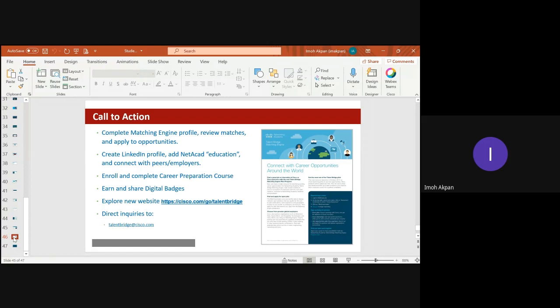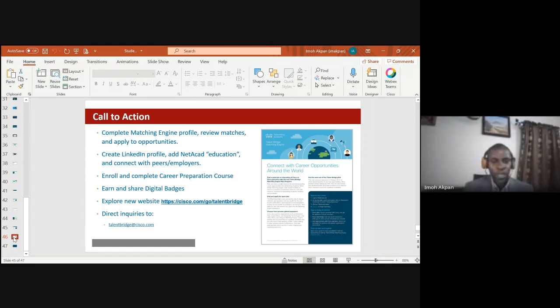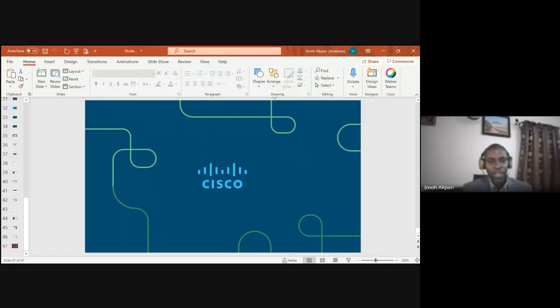The idea is that as a NetAcad student, you have an advantage. You can log in, you have access to the matching engine, you can enroll in the career preparatory course and get your voucher and your digital badge, and then you can get jobs. Thank you.